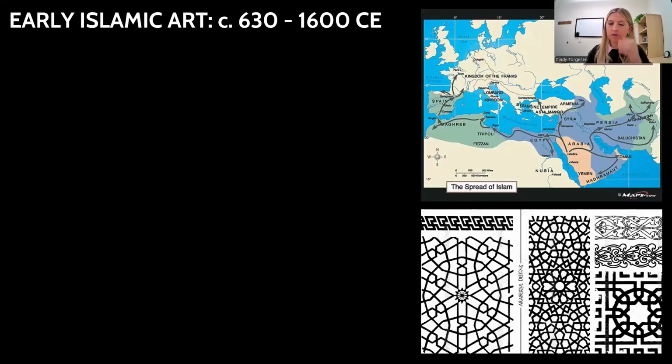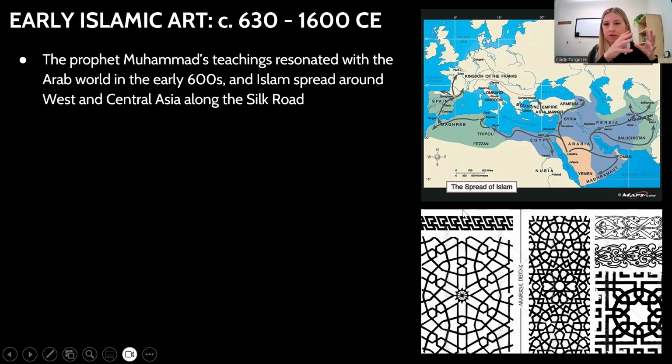All right, let's talk about some specifics of early Islamic art. So when we think about Islam as a religion, in terms of early Islamic art, obviously the founding of Islam is going to be in the early 600s. So that's really when Islamic art is going to start and start to proliferate.